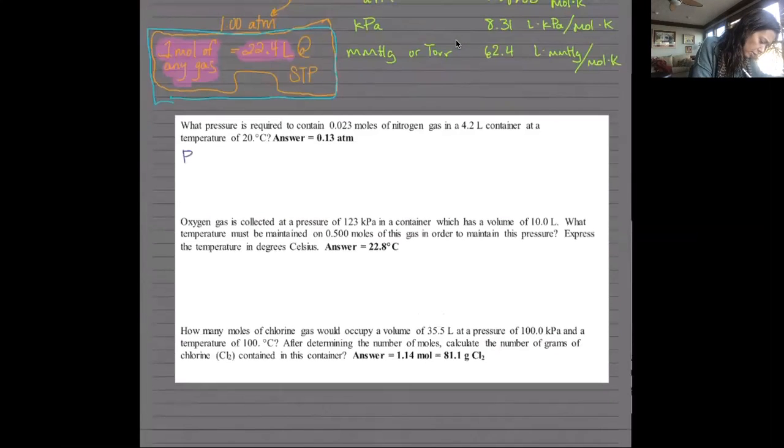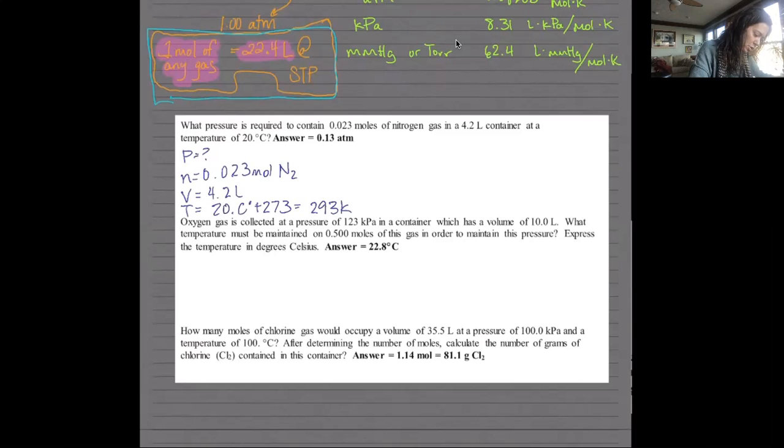What pressure is required to contain, and these are moles, 0.023 moles of nitrogen, that's N2 diatomic, in 4.2 liters, that's a volume, equals 4.2 liters. And then we have a temperature of 20 degrees Celsius. Go ahead and add 273. That makes 293 kelvins. Notice that I do not have two of anything.